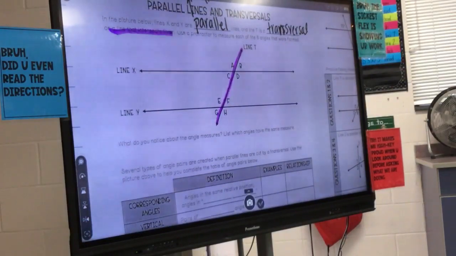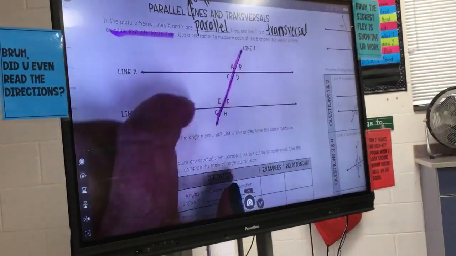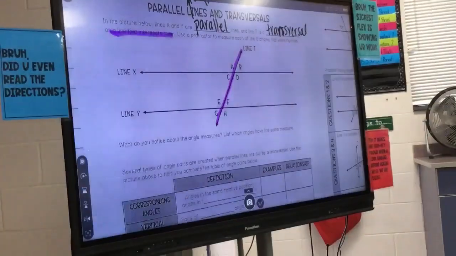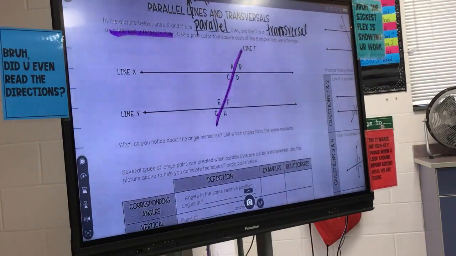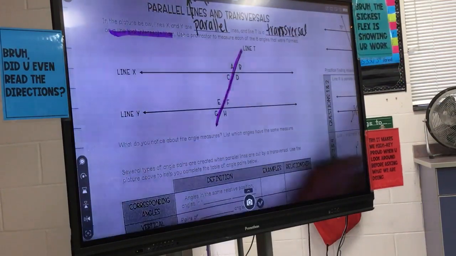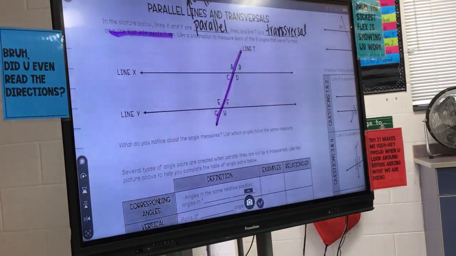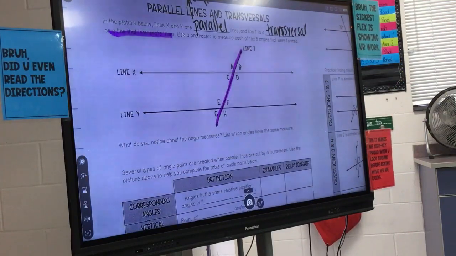So what do you notice about the angles? What do you notice about A and B and C and D and E and F, G and H? Someone tell me something you notice about two angles up there. Someone other than Ariana. Okay, someone tell me something you notice about angle A. This is angle A right here. Do you see anything that is congruent? Do you see anything that is not congruent?